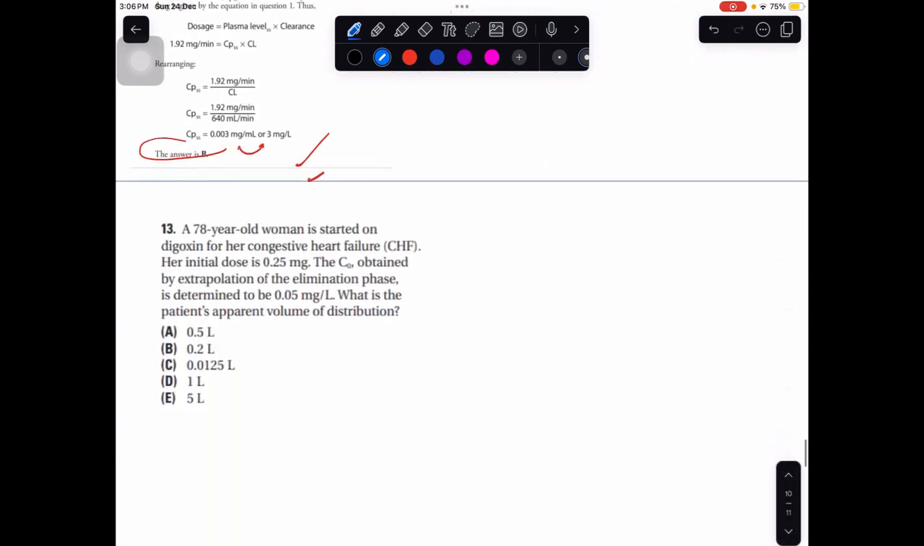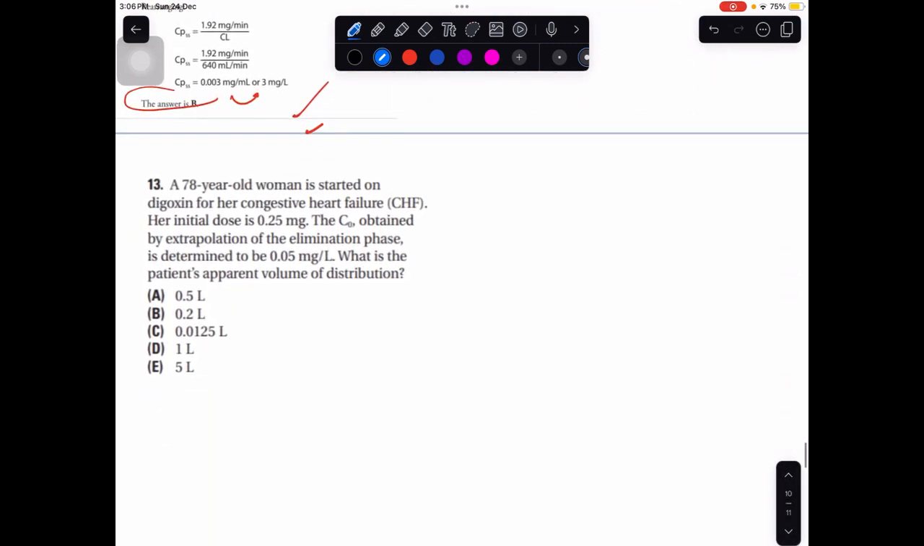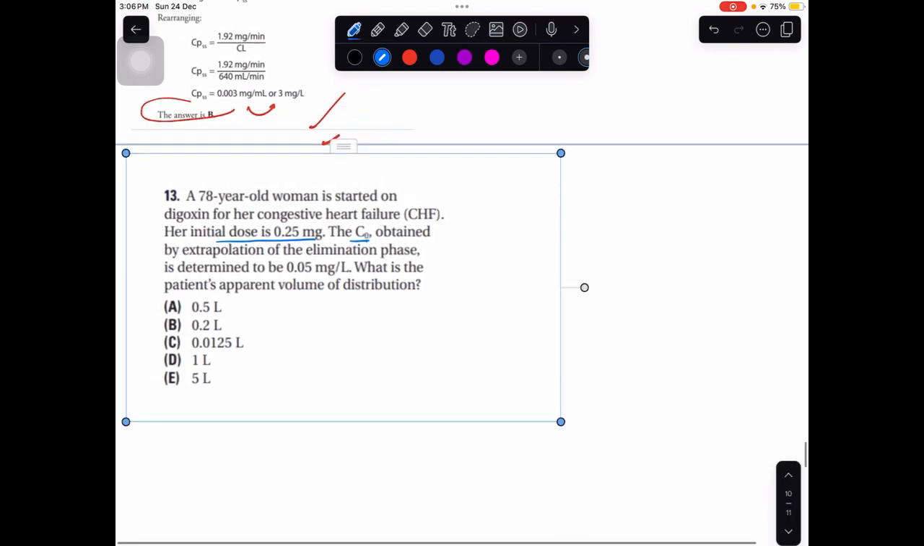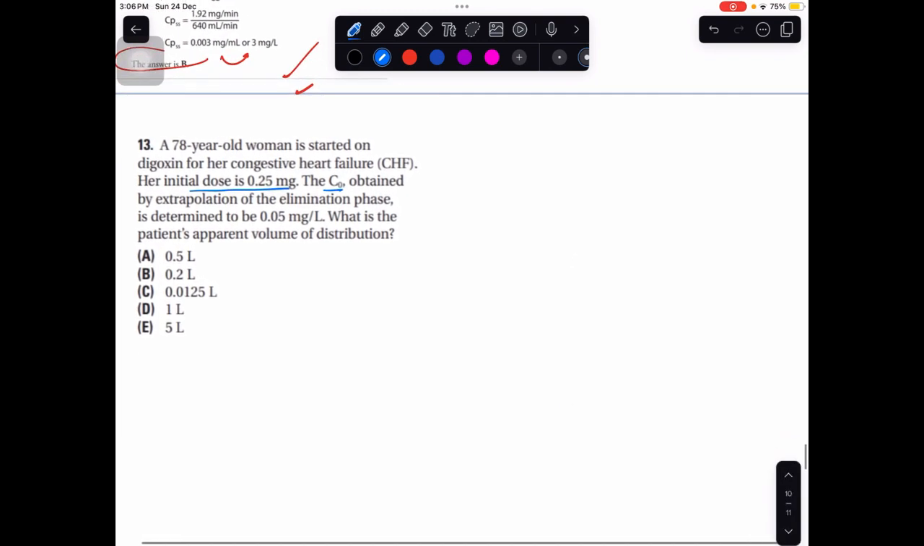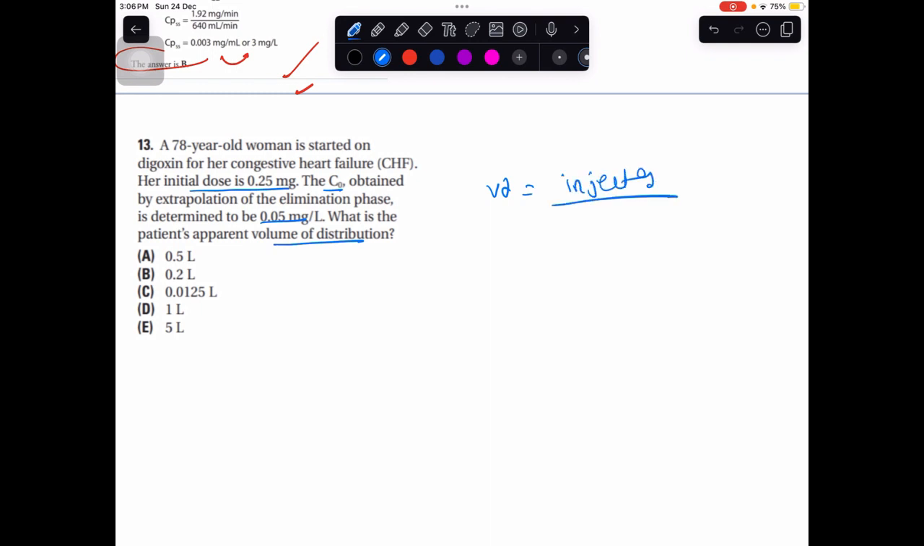Now next question. I believe this is the last question. Pause it. Okay, good. So a 78-year-old woman is started on a drug. This is my initial dose, how much was injected. The C0 obtained, or the concentration at time 0, is this much. What is the volume of distribution? Again, volume of distribution is what we mentioned: how much is injected divided by the C0.